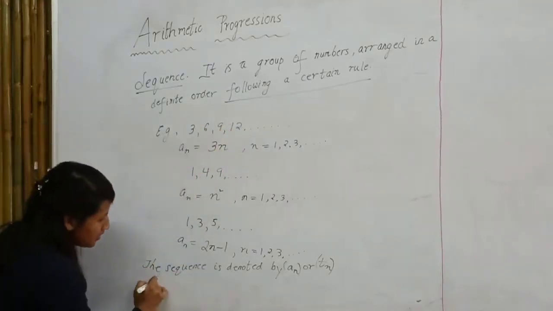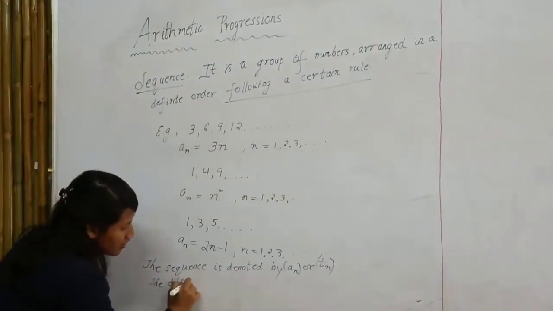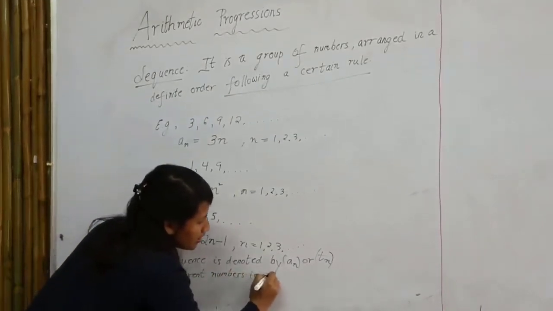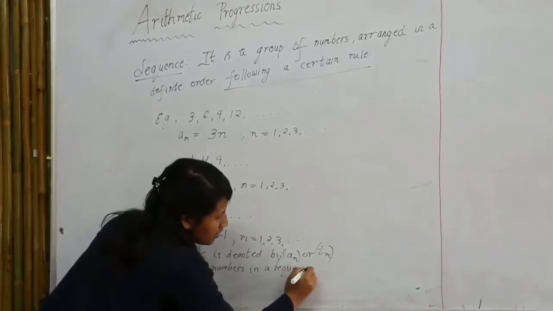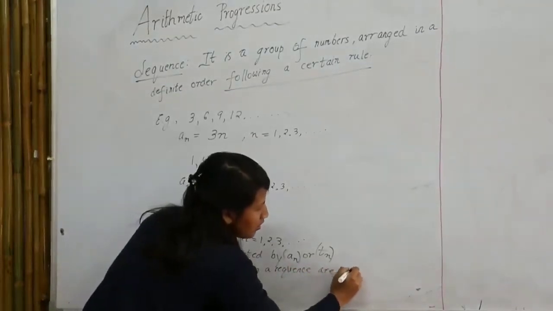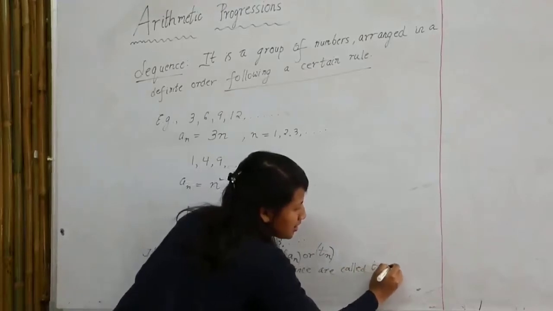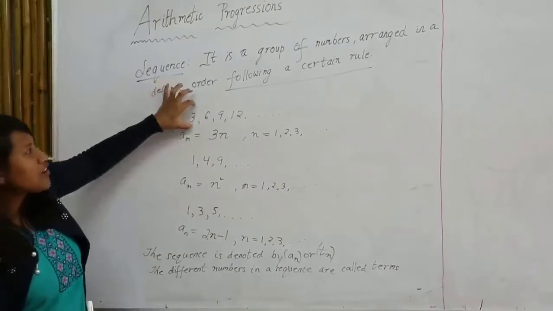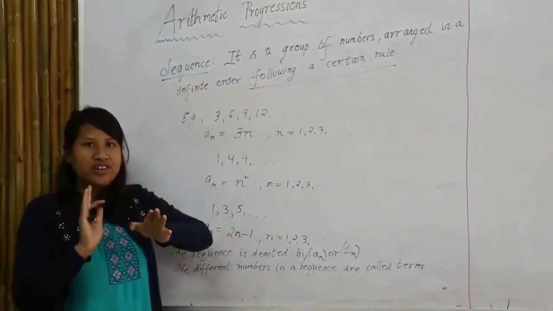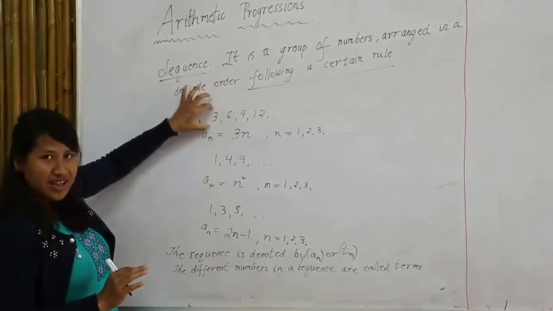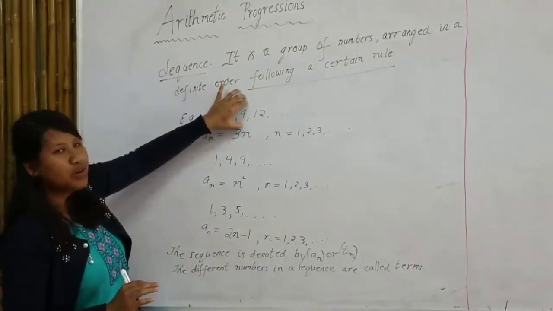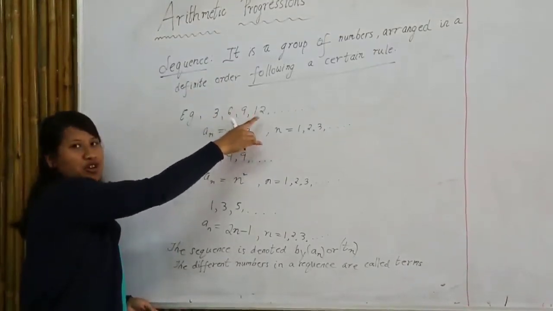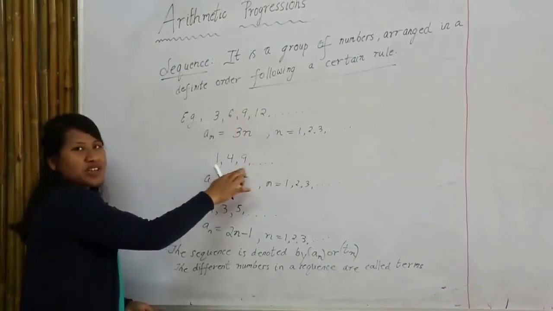So the different numbers in a sequence are called terms, or sometimes elements. They are arranged in a definite order, and you cannot change the order. This is the first number, second number, third number. We call these the first term, second term, third term, fourth term, and so on.